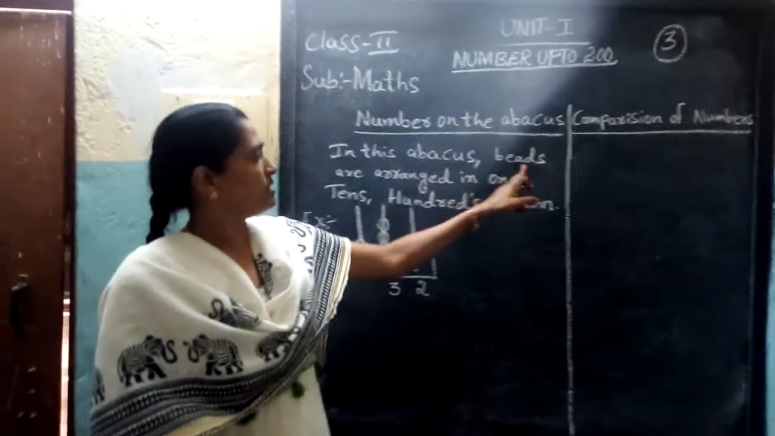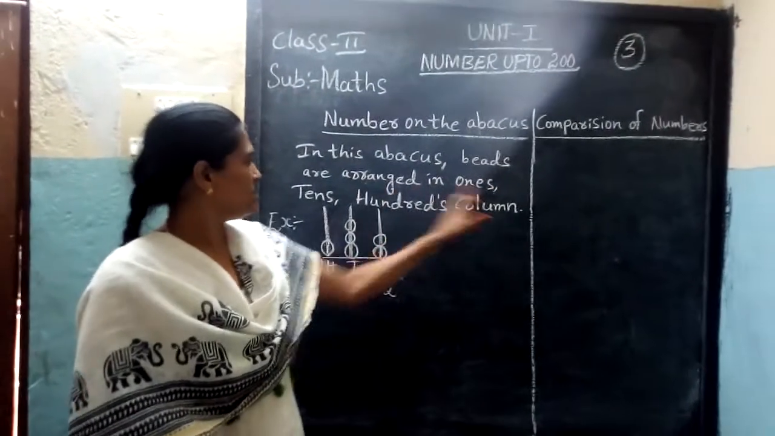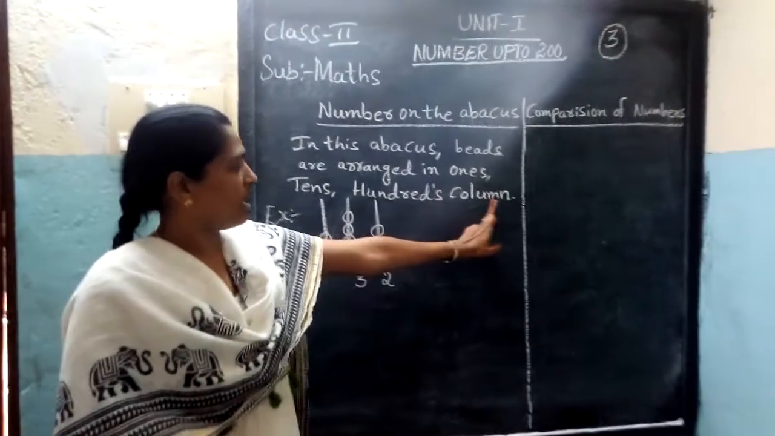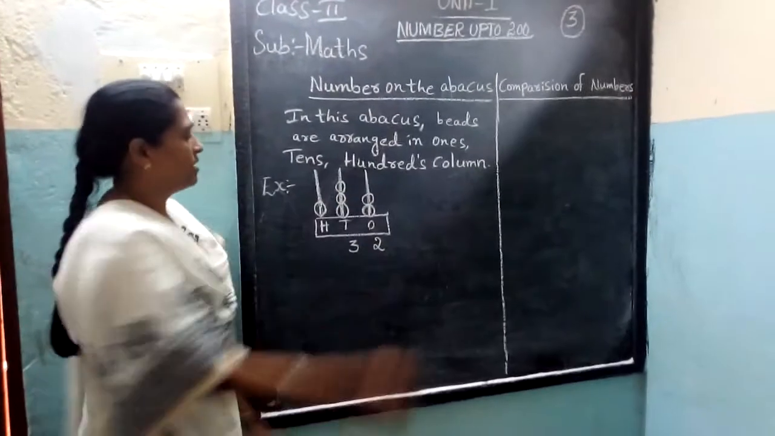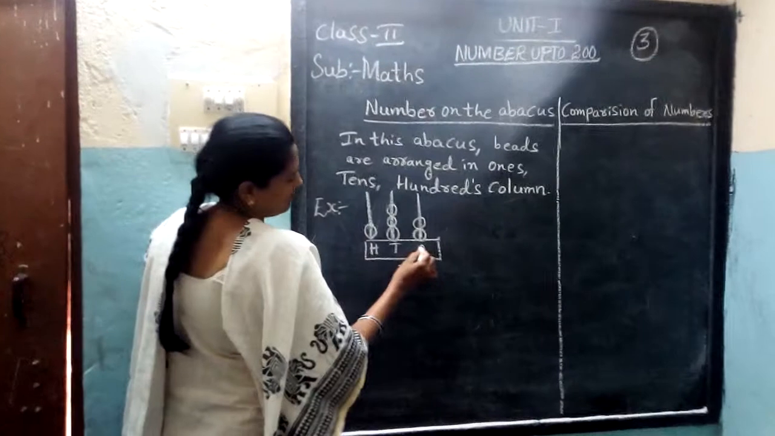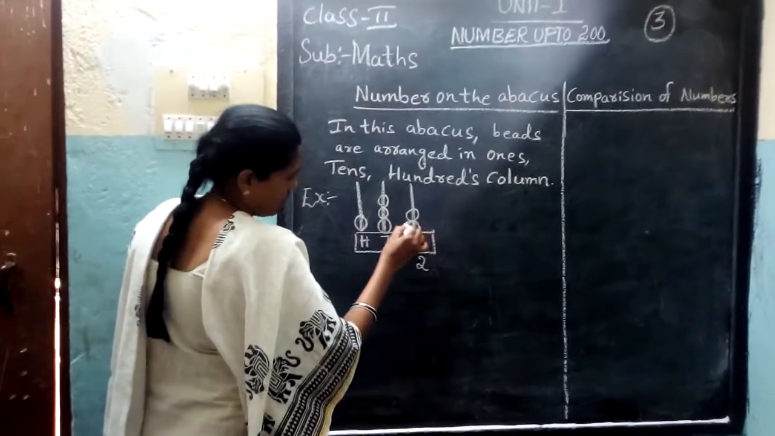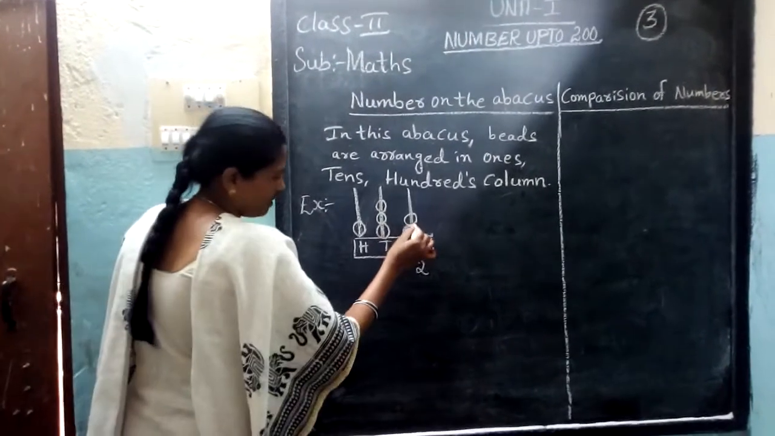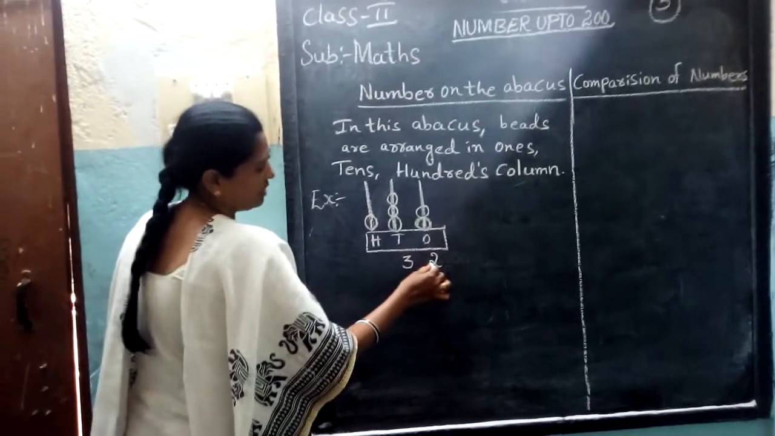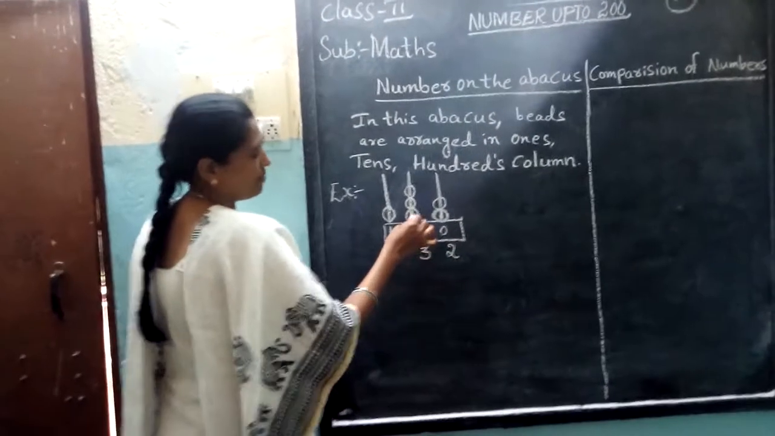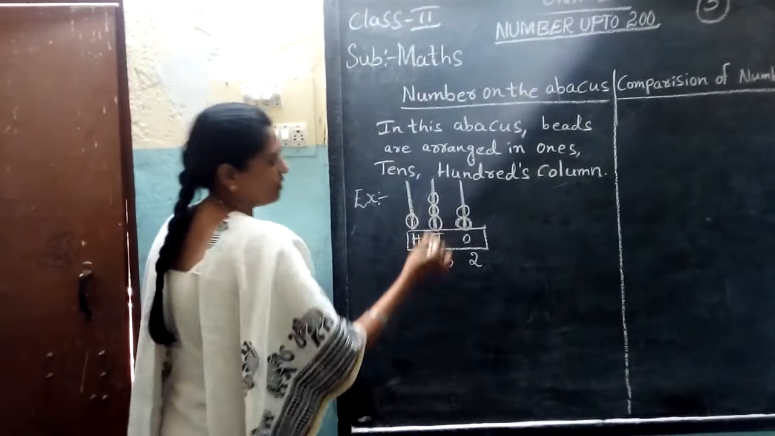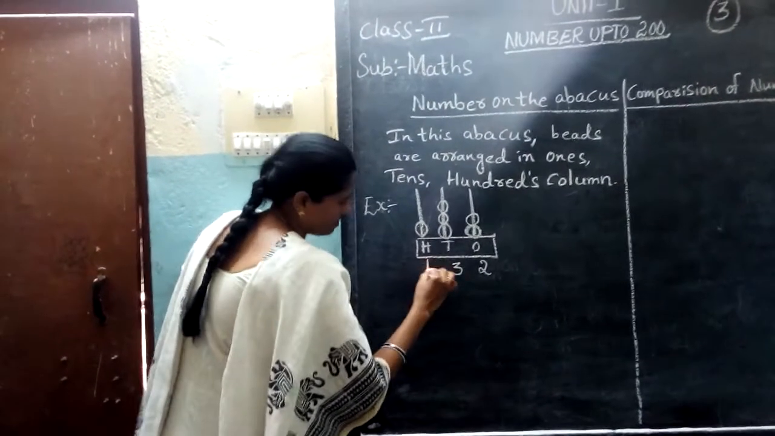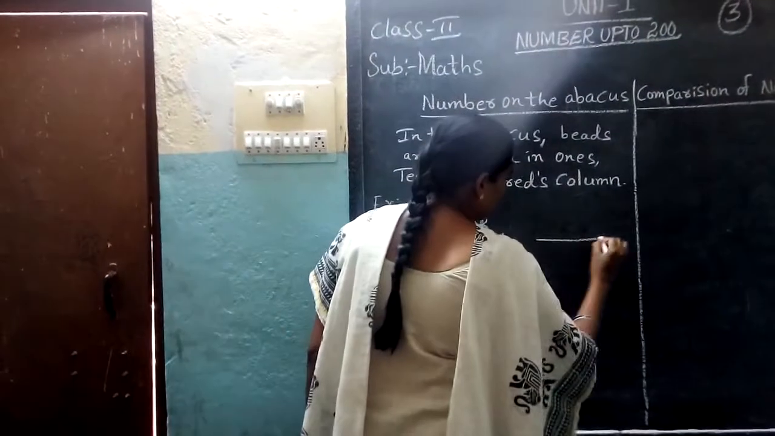In this abacus, beads are arranged in ones, tens and hundreds columns. Then you write the number names. Now see, for example, in the ones column, these circles you call beads. How many beads are there? 2. I have written 2 in the ones column. In the tens column, how many beads? 1, 2, 3. 3. In the hundreds column, what is this one? It is 1. Again, one more example.